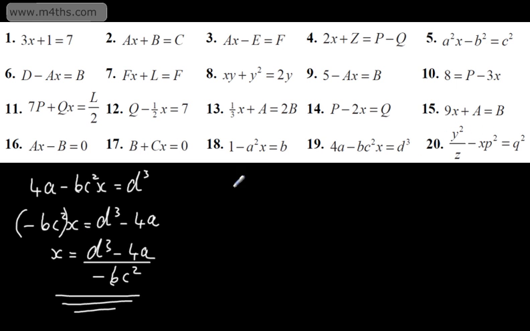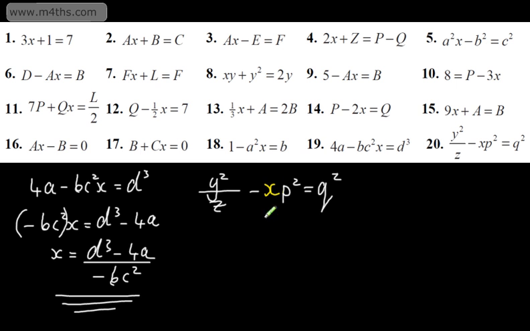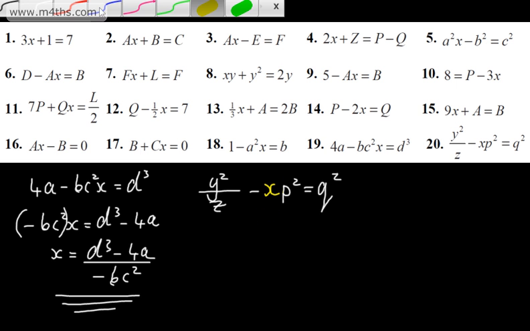So here we've got y squared over z minus x multiplied by p squared is equal to q squared. Now if we just look at this, all we're trying to do is make x the subject. We've only got one x in there and it's only to the first power. It looks a mess, but it really isn't. We're just trying to isolate the terms in x. So this way I will go and make things slightly easier if you prefer.